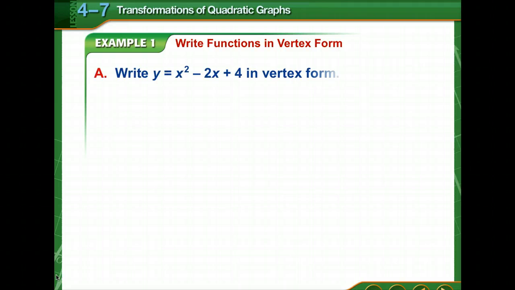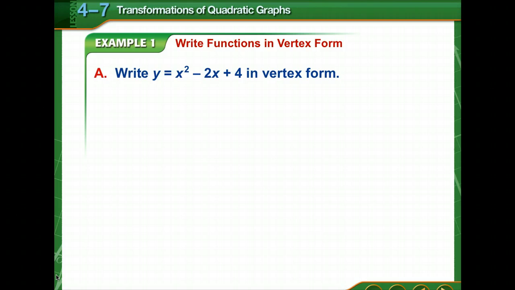One new vocabulary word today: vertex form. The function y = a(x - h)^2 + k is written in vertex form, where (h, k) is the vertex of the parabola. x = h is the axis of symmetry, and a determines the shape of the parabola and the direction in which it opens.